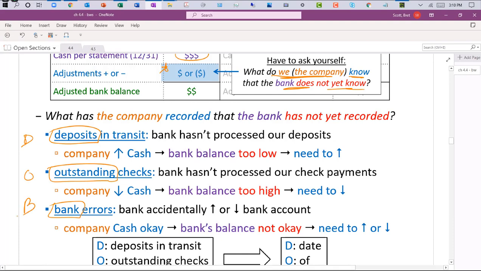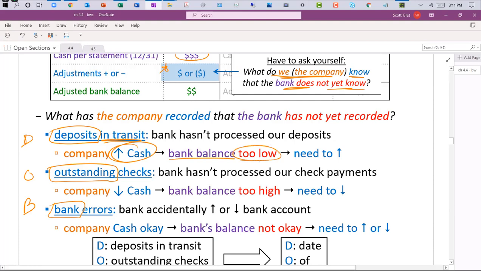Deposits in transit. We may have collected cash from customers and therefore have increased our cash T account for those collections. We may have even gone to the bank and made those deposits on that particular day. But the bank may take 24 to 48 hours to actually process those deposits. So in that case, we call them deposits in transit because, yes, we've recorded them, but that information is still in transit to the bank. Our bank balance has not been updated because our bank just simply hasn't had enough time to process that information. Therefore, our bank balance is going to be too low.